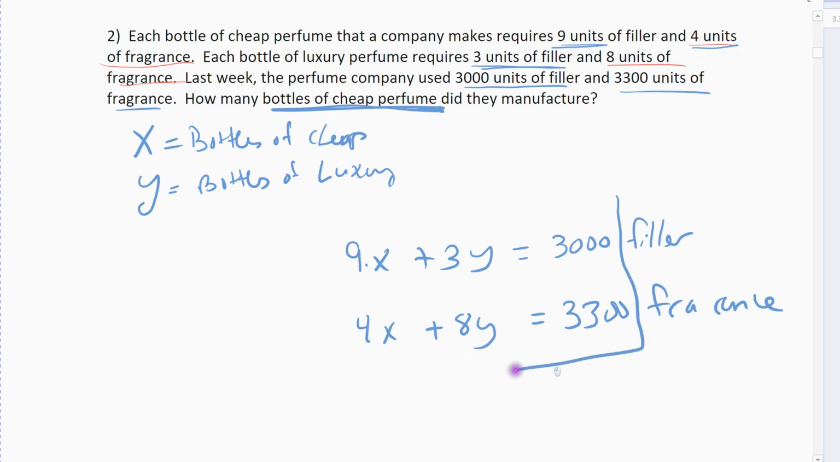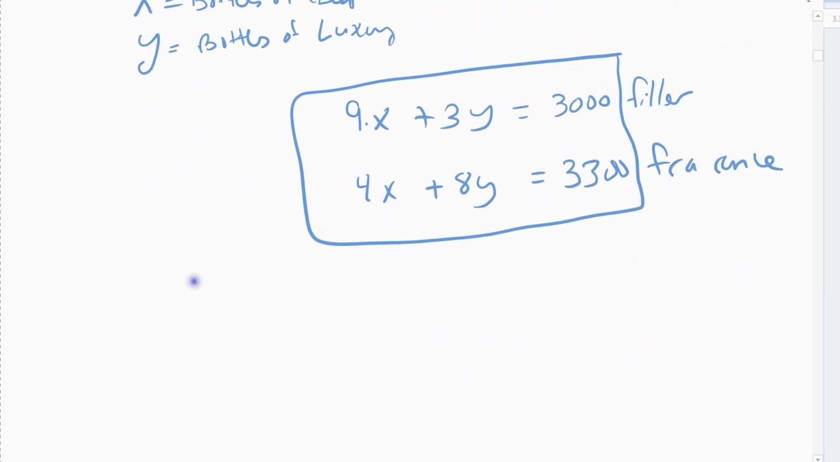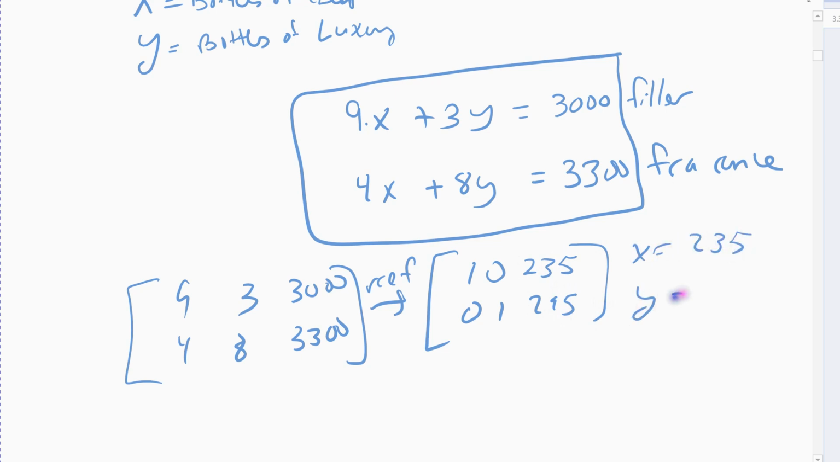And so there is my system of equations, and that's the hard part. Once you've got that set up, plug it into your matrix and reduce. RREF. And again, it'll always come out in the one solution case. Alright, so X equals 235, Y equals 295.